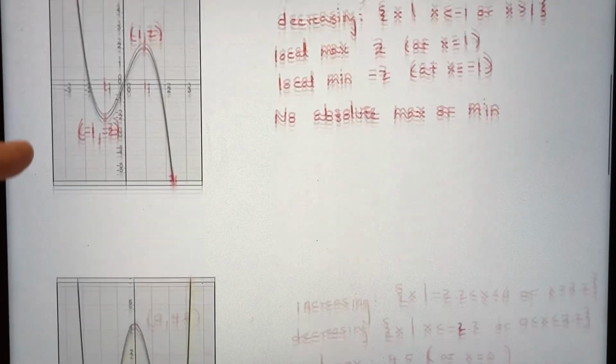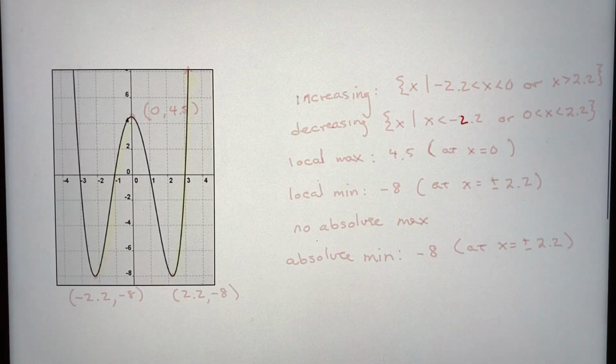Look at the next graph. We've got some absolute mins because the graph never gets below those. We'll call them local mins also. And notice they're not exactly at plus and minus 2. Looks like it's more like -2.2-ish. And what's the height? -8. And then maybe +2.2 with a height of -8. That'll be local and absolute mins.